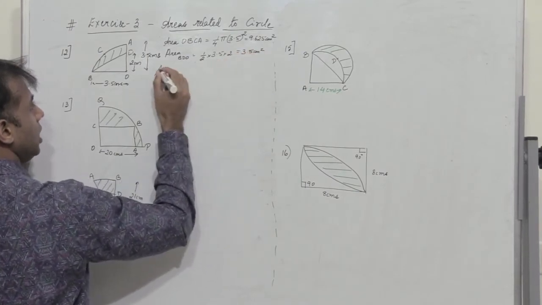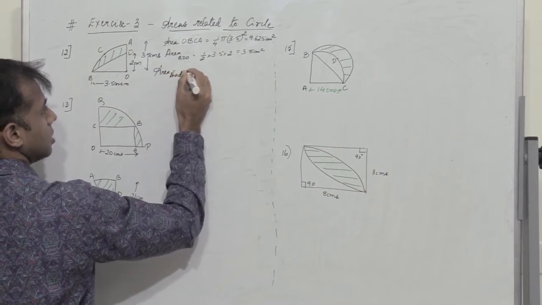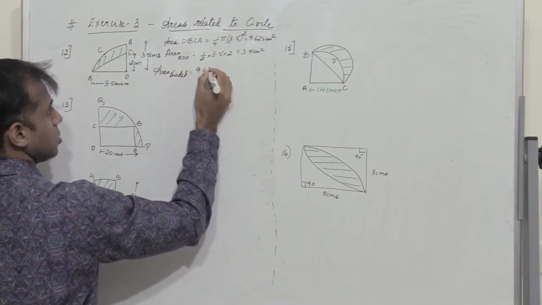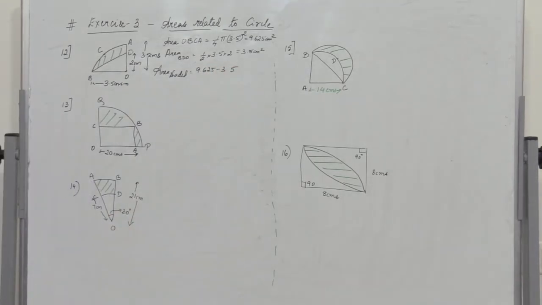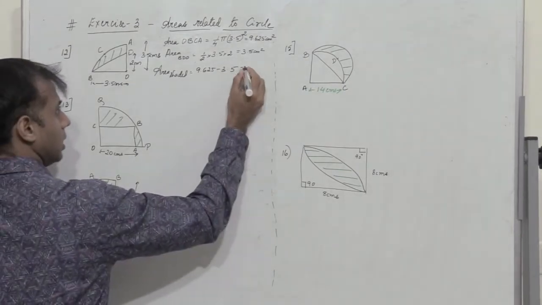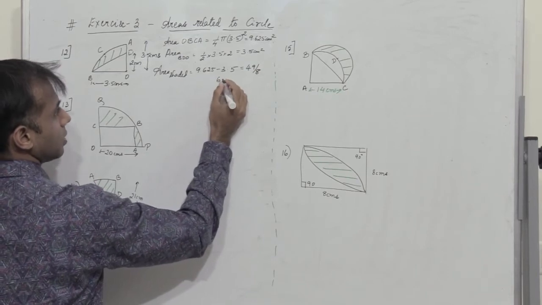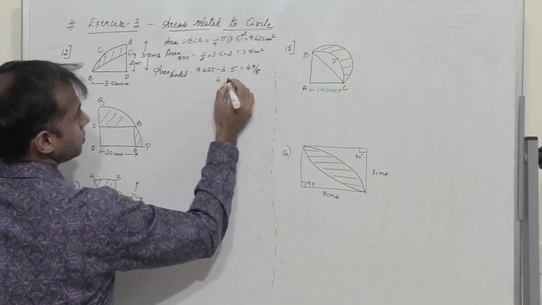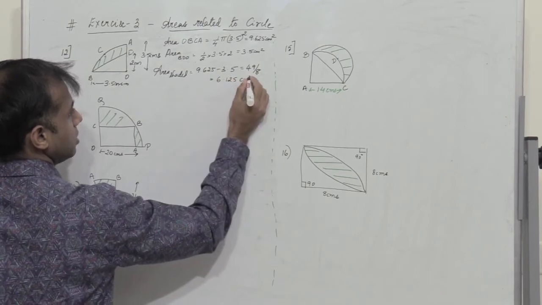So therefore the area of the shaded region is 9.625 minus 3.5, which gives us 49/8, right? Or we get 6.125 centimeter square.